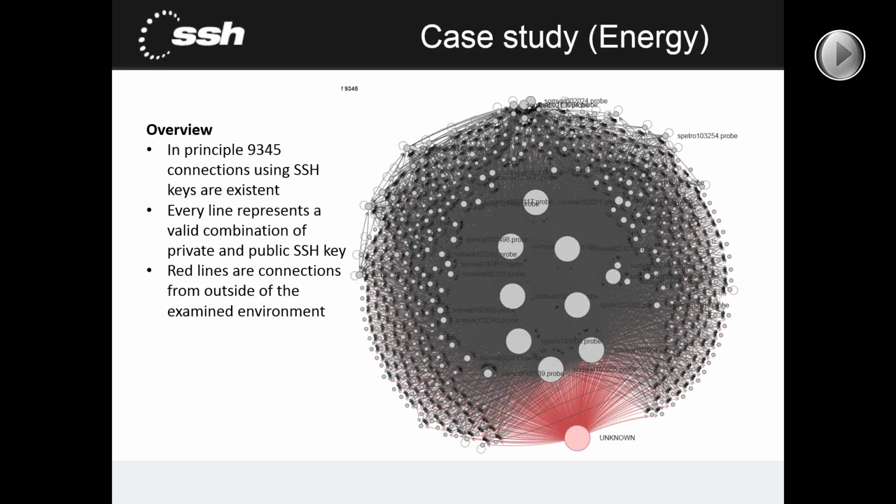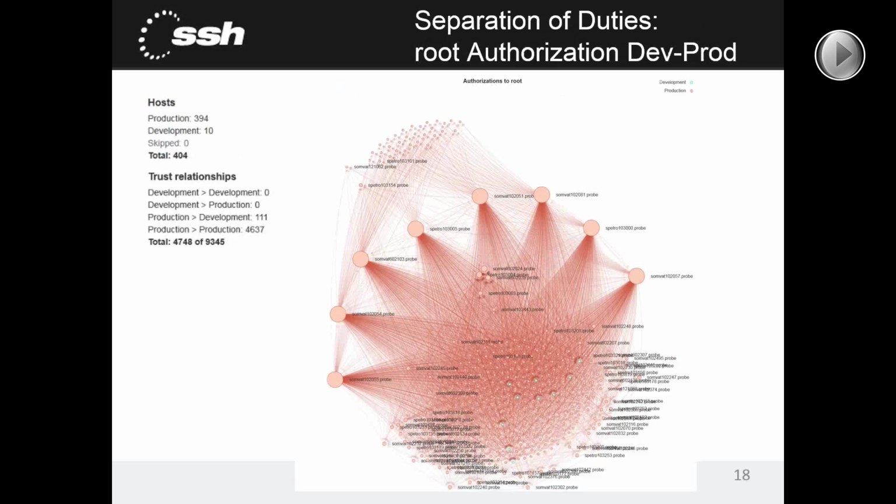And we'll move on to the energy-based case study. And again, you see in this scenario as well that there is a pretty big blob or a mess of connections to many servers. In this case, we had just over 9,000 connections using SSH keys. And again, every line here, either the dark area or the red area, represents a connection using a private and public key. Red lines, of course, are the connections that are unknown, as we discussed further, where we don't actually know where the private key is coming from.